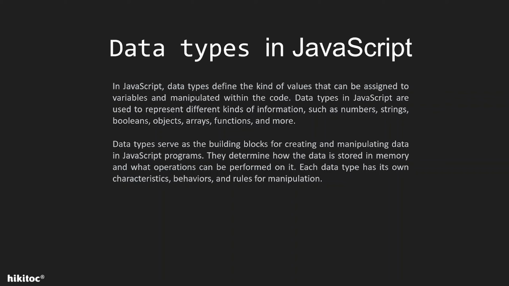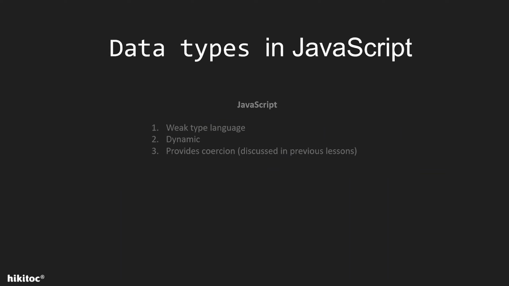In JavaScript, each value is associated with a specific type, such as string or number, and so on. In this lesson, we will briefly discuss all the data types, and in subsequent sections, I will provide detailed explanations of each type. First to mention, JavaScript provides the flexibility to assign variables with values of any type, providing versatility in programming, and it means that JavaScript is a weak and dynamic language and provides coercion.